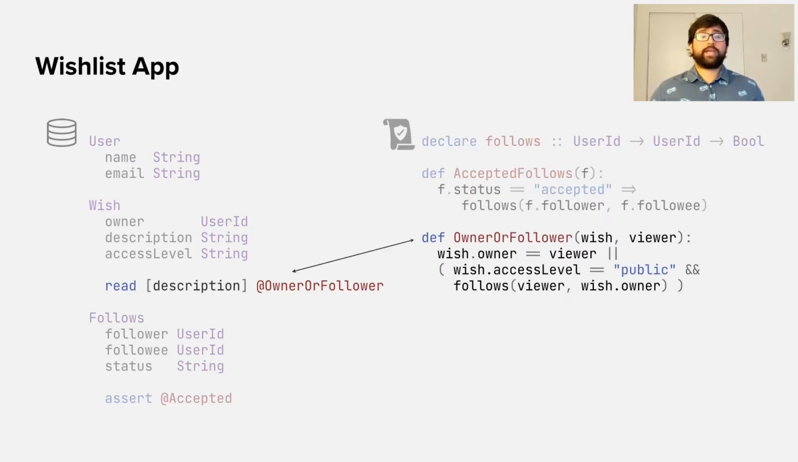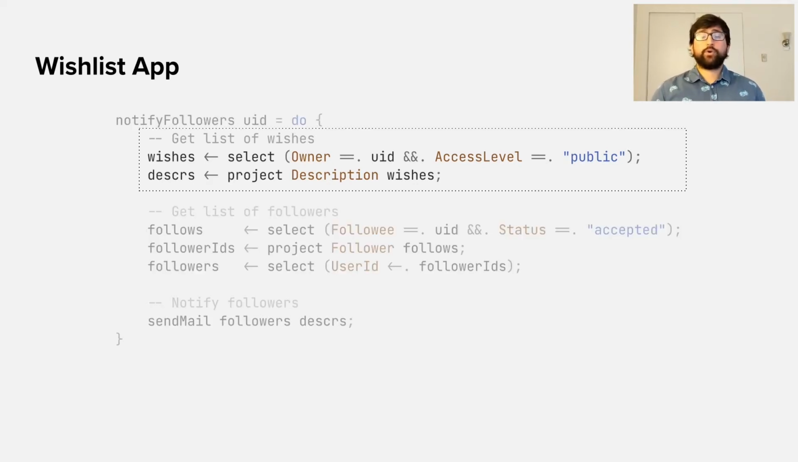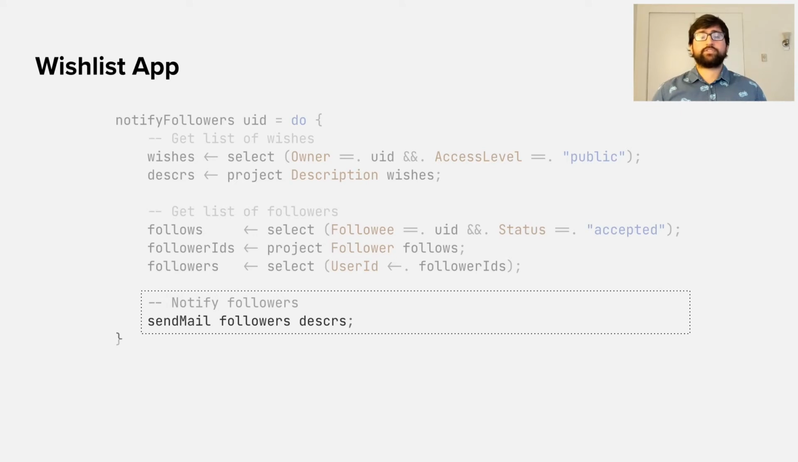With the definition in place, we can now update the policy on the description to require public wishes to be viewable only by those viewers that follow the owner. Let's put all of this into use by writing a notify followers controller that emails the wishes of some user UID to their followers. The controller first queries the list of wishes owned by UID and projects out their descriptions. The list of wishes is restricted to those marked as public, as only those are viewable by followers. Next, the list of followers can be accessed by querying the database for all the rows in the follows table with followee equals UID and status accepted. Finally, the controller uses the function sendMail to send a notification with a list of descriptions to all the followers.